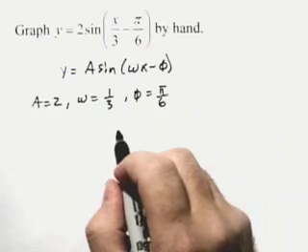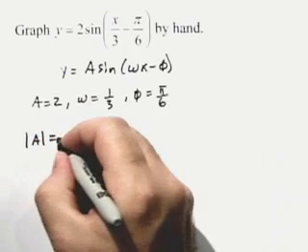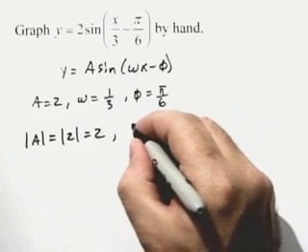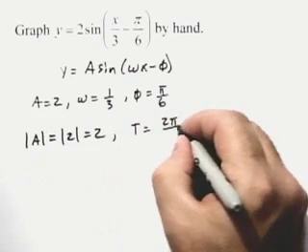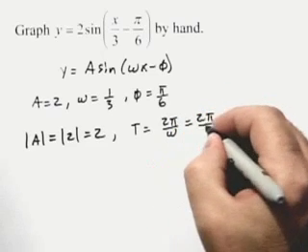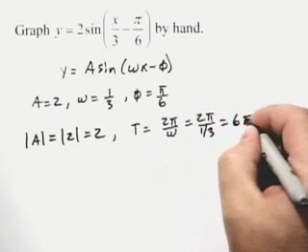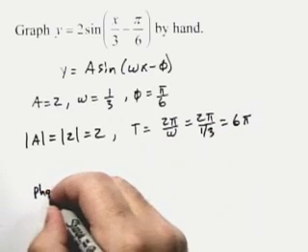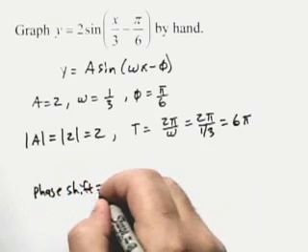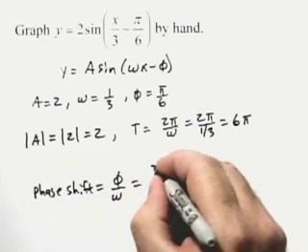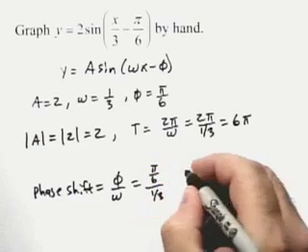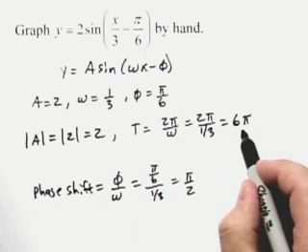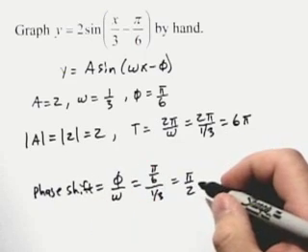So the graph is a sine curve with amplitude the absolute value of a, which is the absolute value of 2, which is equal to 2. We'll have a period of 2 pi divided by omega, so 2 pi divided by 1/3, which is 6 pi. Then we'll get a phase shift of phi over omega, so pi over 6 divided by 1/3, which is equal to pi over 2. So we've got an amplitude of 2, a period of 6 pi, and a phase shift of pi over 2.